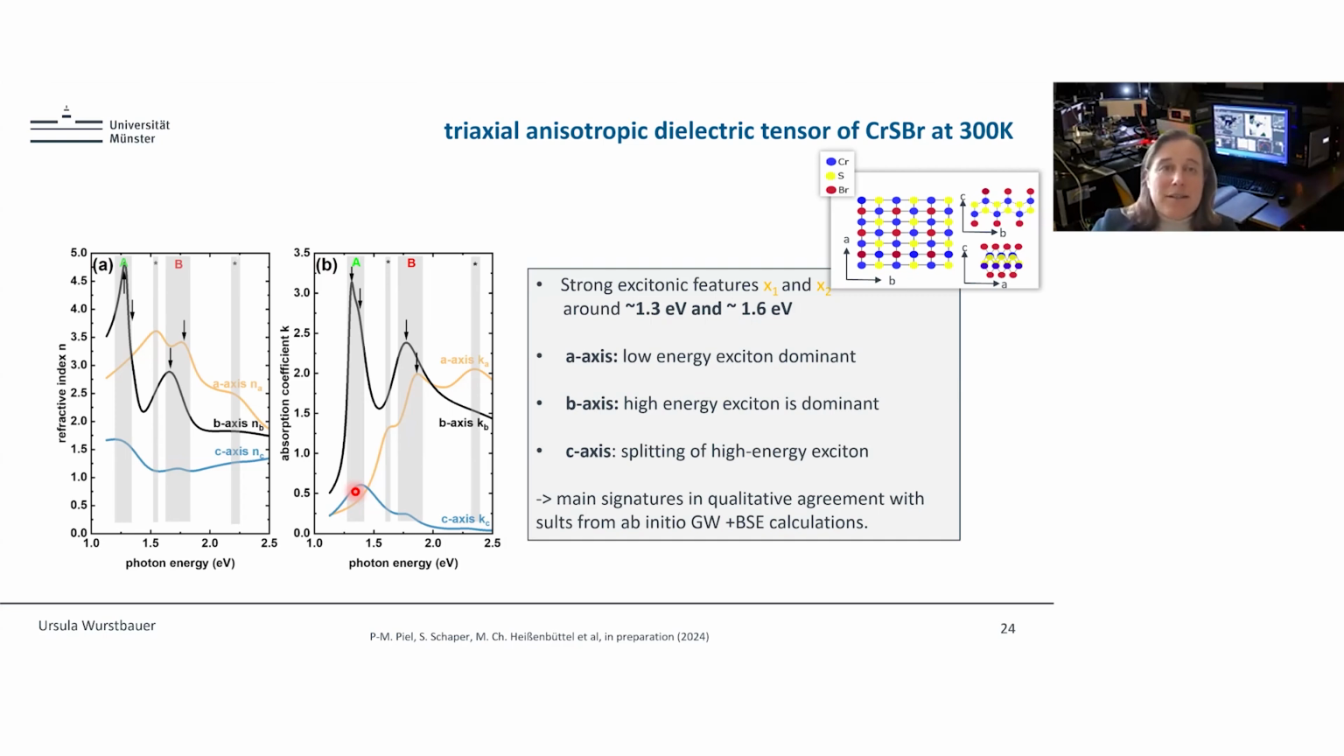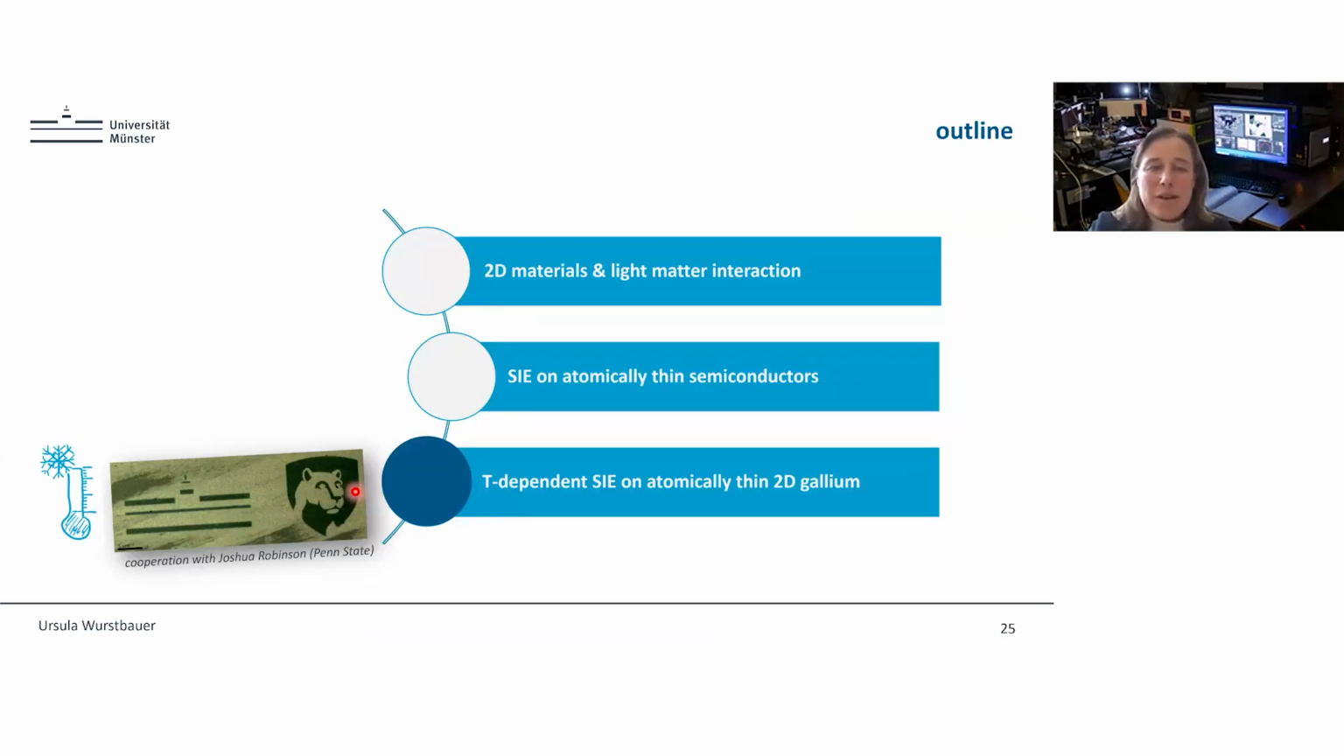After those more general showcases of what we can do with imaging and spectroscopic ellipsometry for very thin materials, isotropic and anisotropic ones, I now would like to come to the temperature-dependent studies. However, I would like to make a short break in case there are some questions already at this stage.